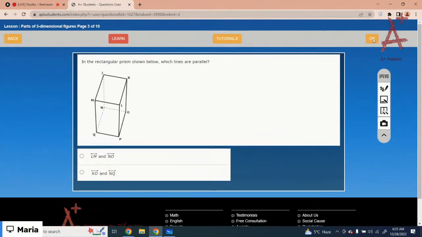In the rectangular prism shown below, which lines are parallel? L, M and O, N are parallel. Got it? The parallel ones are M, L or N, O. Got it? The first one is parallel. Just select the correct option and click on the OK button.